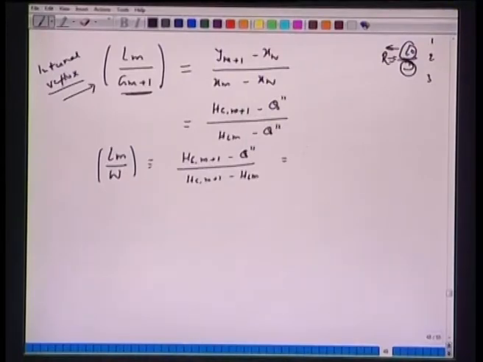So, it is a general HLm. This can be written as y m plus 1 minus x w over y m plus 1 minus xm. So, in this m if you put Np plus 1, or you put Np, the top and bottom plate, you will get Lnp over W or L1 over W or L2 over W, etc.